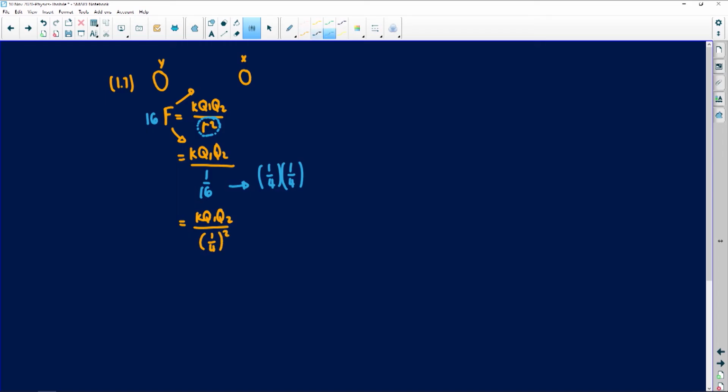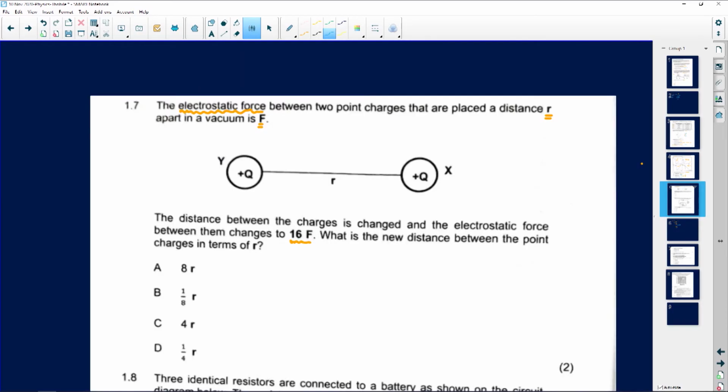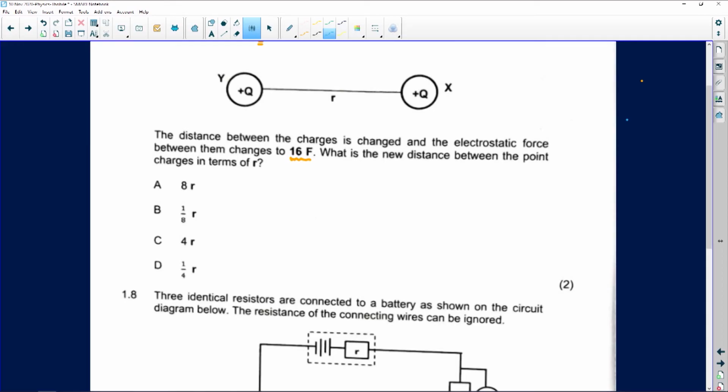So what is my new distance? The new distance that I then have is 1 over 4. Remember, you had to do the inverse of the force to actually get the distance. Let's see if we have a 1 over 4 there. This is 1 over 7. So for question 1.7, my answer is D. It is 1 over 4.